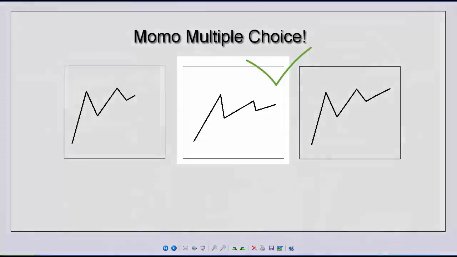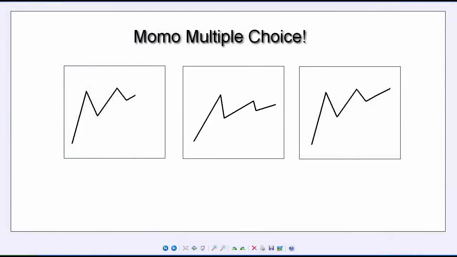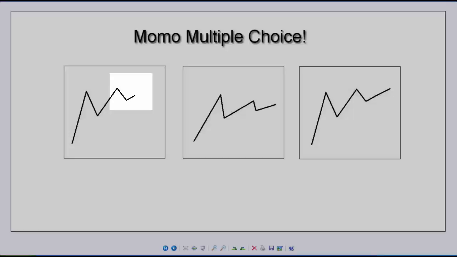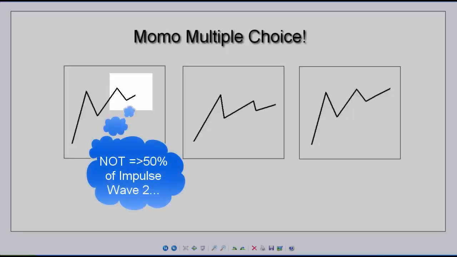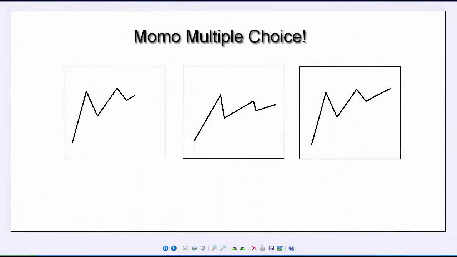It is example number 2. More importantly, why is number 1 and why is number 3 incorrect? Well, number 1 has everything but the magnitude in check. That is, wave 3 is significantly less than 50% of wave 2. And when I refer to wave 3 and 2, I'm talking about the impulse waves.